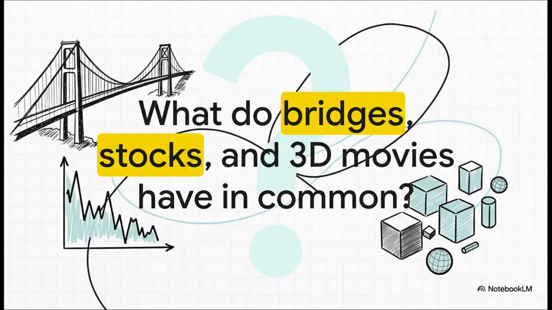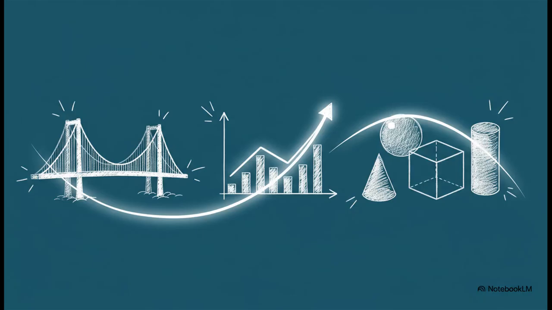All right, let's just jump right in with a question. I want you to picture a soaring suspension bridge. Then think about one of those up and down, kind of chaotic stock market charts. And then a stunningly realistic 3D movie. They seem totally different, right? I mean, what could they possibly have in common? Well, what if I told you they all share the exact same mathematical backbone? Believe it or not, the answer is polynomials.